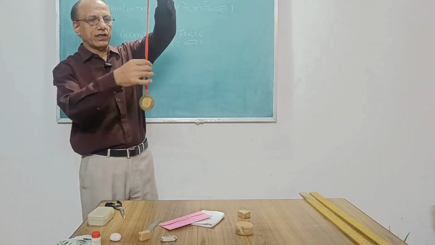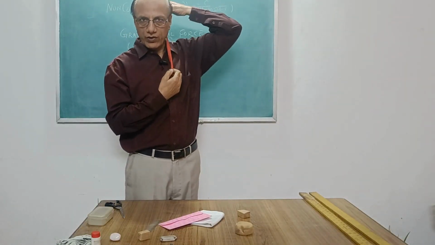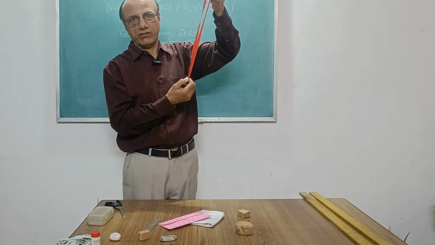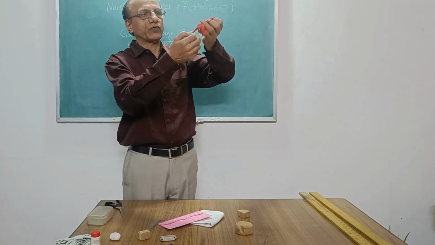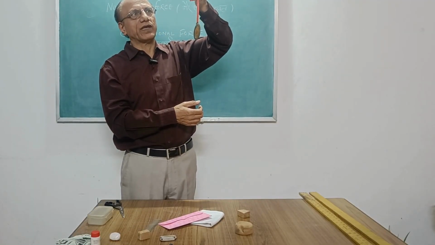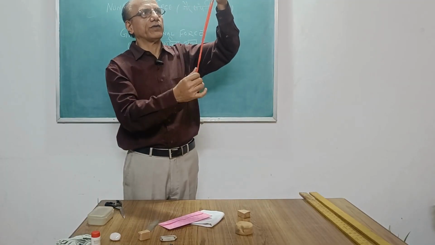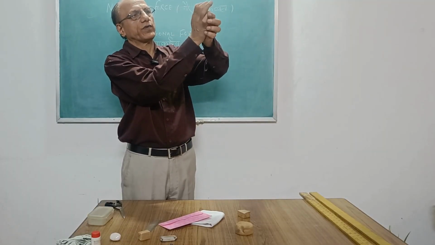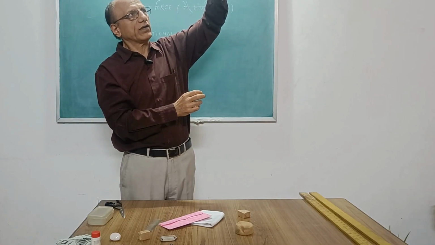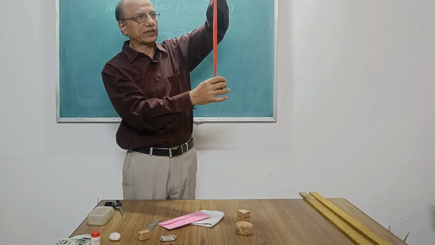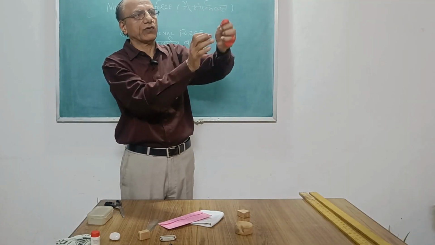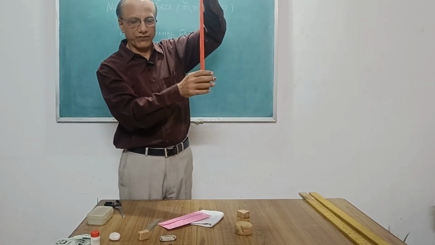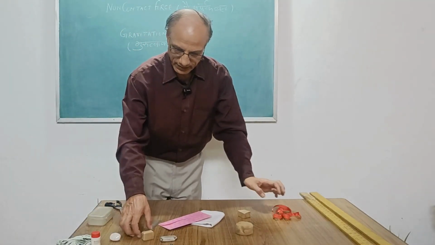This is the medal. Suppose I am holding it, and if this string gets broken, then what will happen? Suppose it is like this, and if the string breaks, then it is to fall down. Just see, I'll just show you from here. If I leave it, then it will fall down. Now it is held with the help of this, otherwise it would definitely, yes, it will fall down.